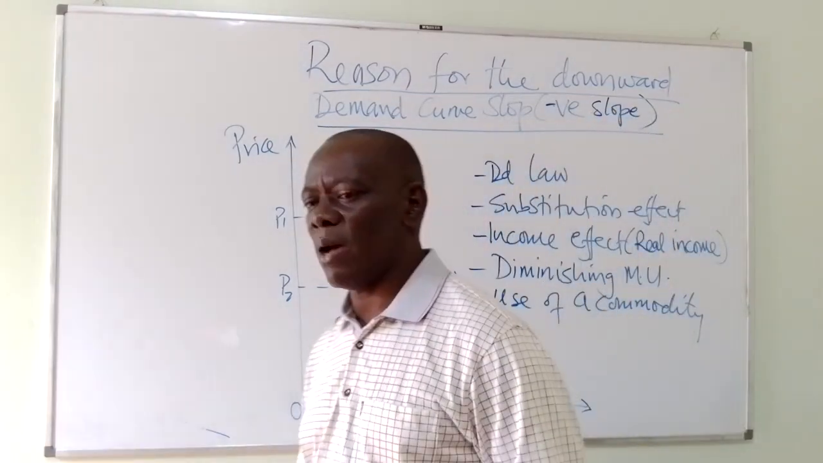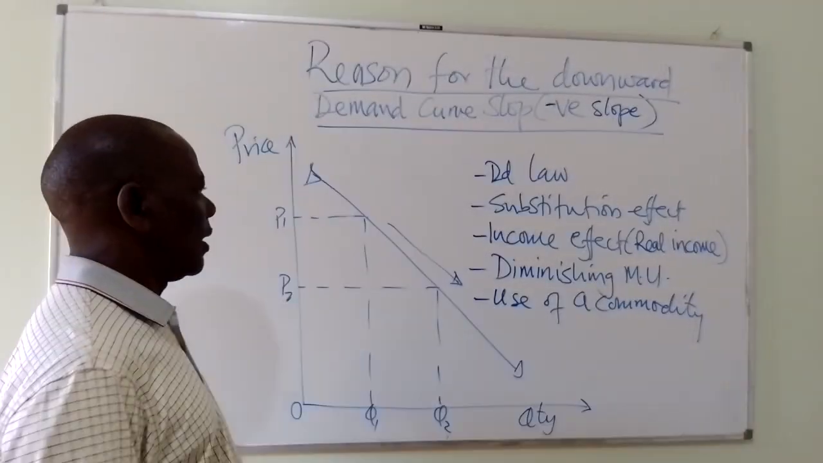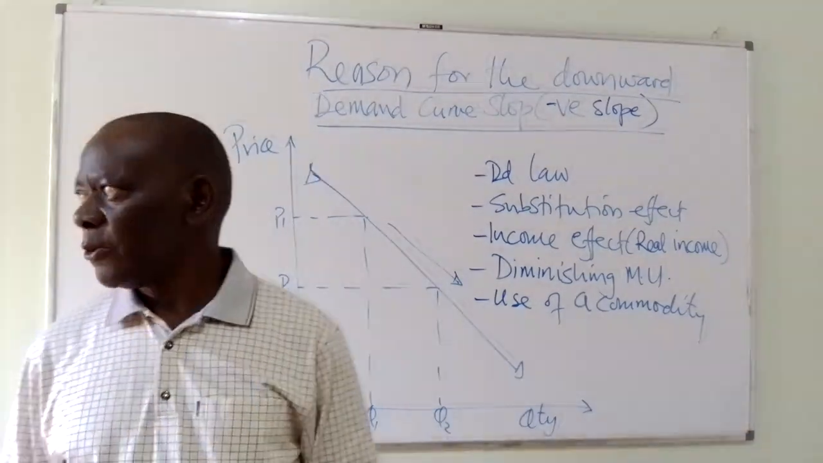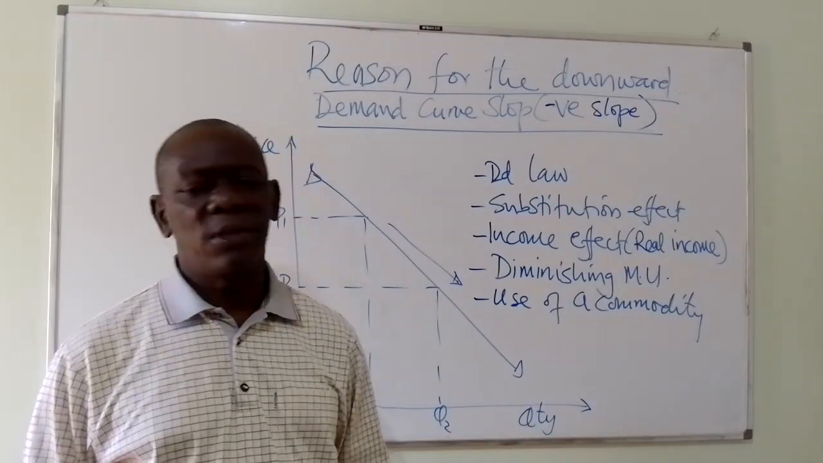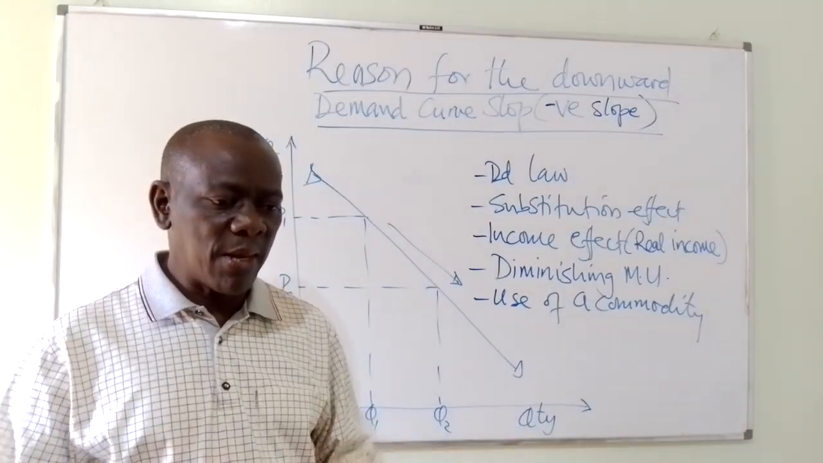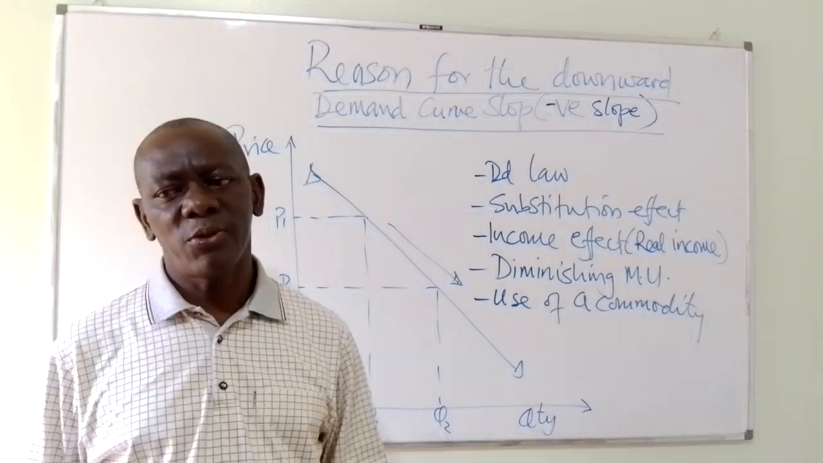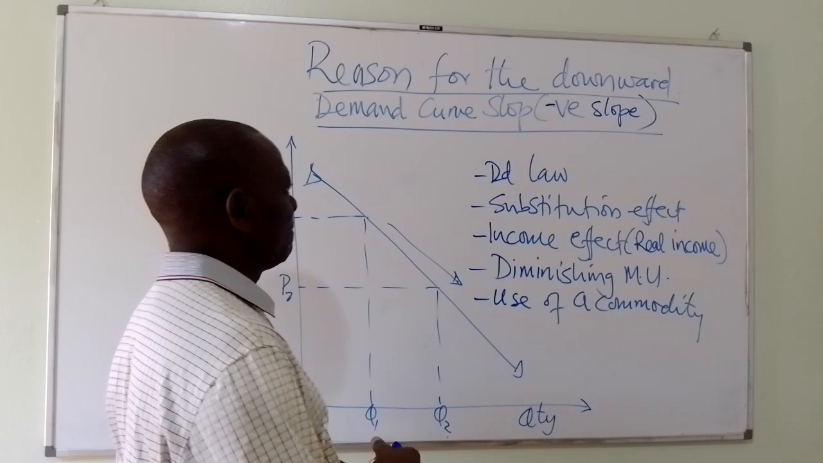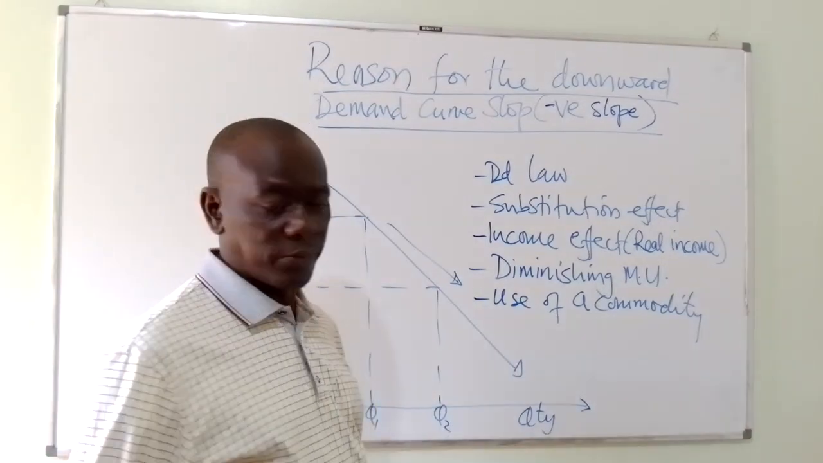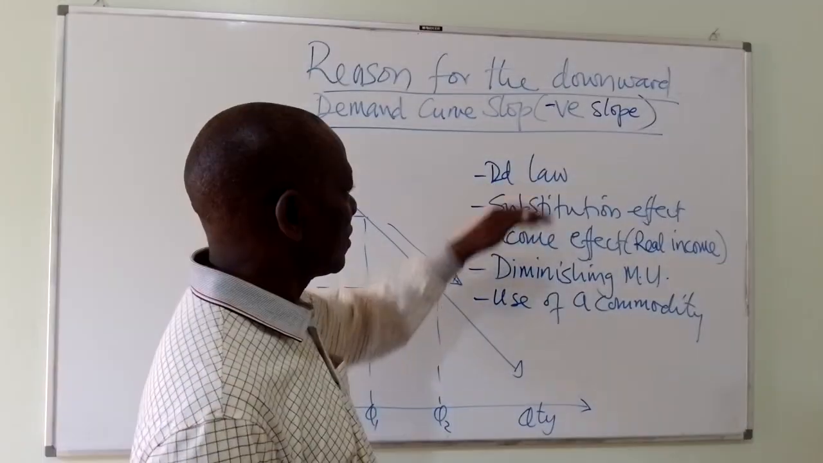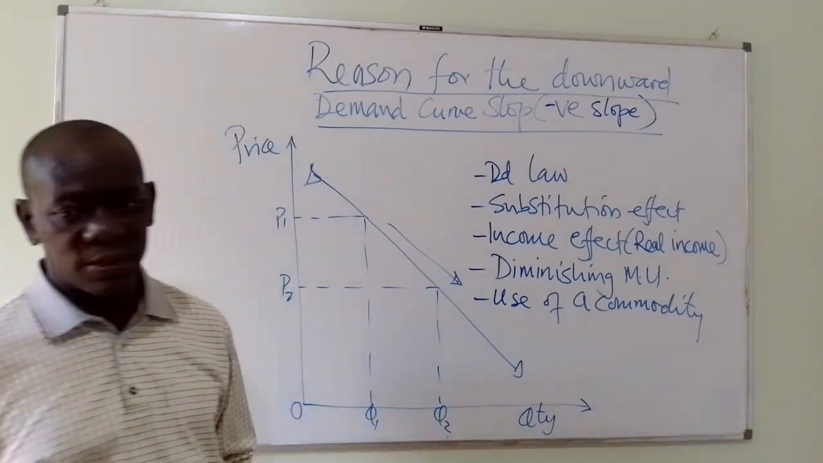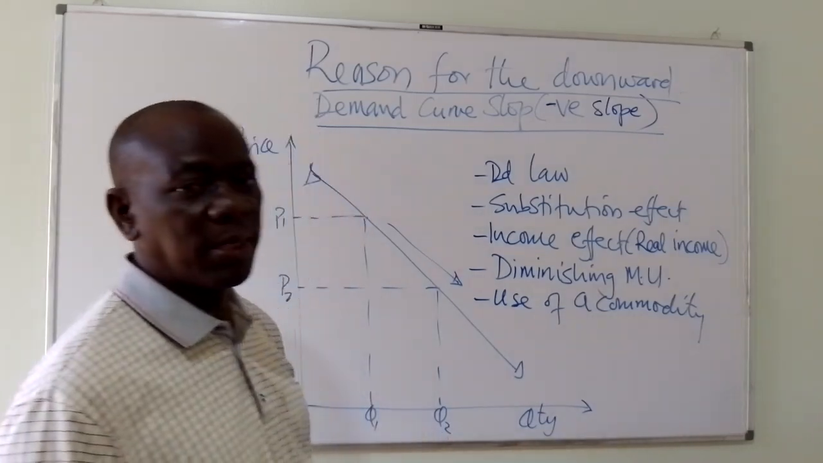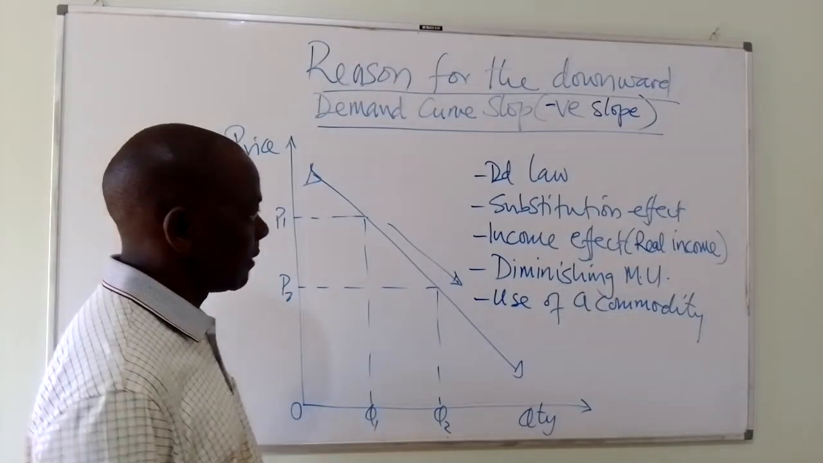Why do we have a negative slope? One of the reasons is the law of demand, which states that the higher the price, the lower the demand. That is the demand law that makes it downward sloping, makes it a negative slope. The law states that the higher the price, the lower the demand, and the lower the price, the higher the demand. That makes the demand curve negatively sloping.